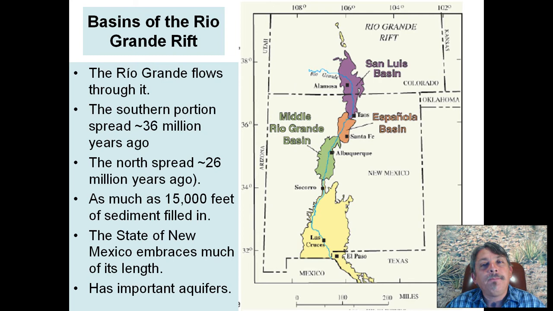So as much as 15,000 feet of sediment, that's roughly 3 miles deep of dirt, has filled in and forms what we would value as wonderful aquifers that feed the cities of the Rio Grande Valley, from Alamosa all the way down to El Paso.